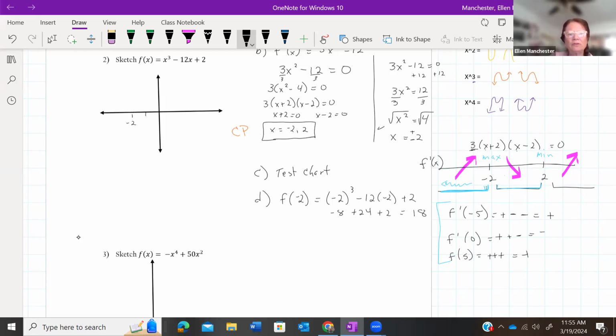Here's my -2. And again, this is just a very quick sketch of what this is going to look like. But I have to show my maximum and my minimum. Then I'm going to find out where the minimum is. So 2 cubed minus 12 times 2 plus 2. 2 cubed is 8, minus 24, plus 2. So 10 minus 24 is -14. So I come over here to -14, and there's my minimum.